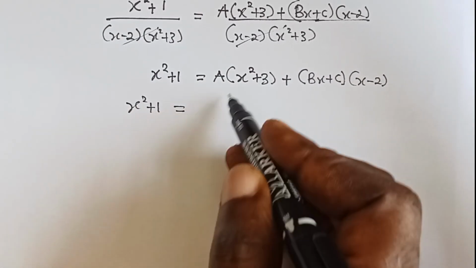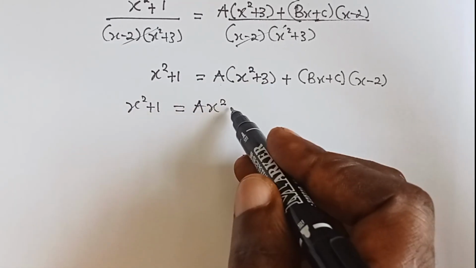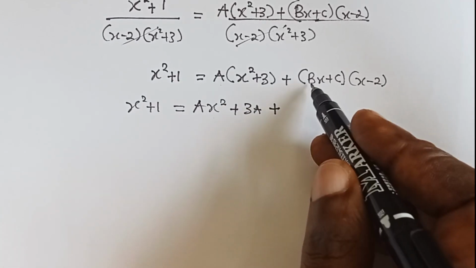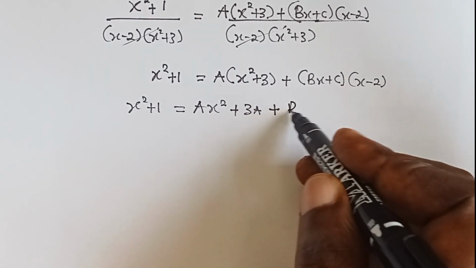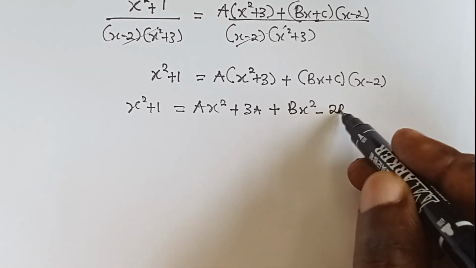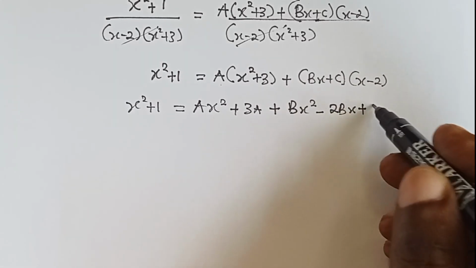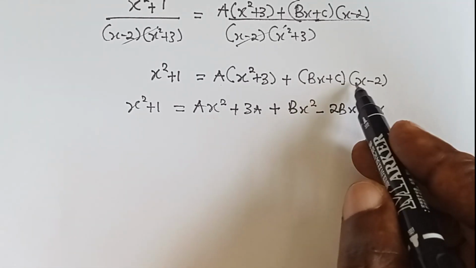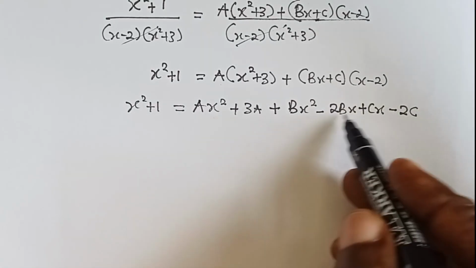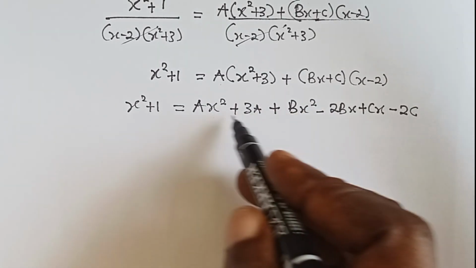x squared plus 1 equals to a times x squared will give you ax squared. a times 3 will give you 3a. Then we expand this. bx times x will give us bx squared. bx times minus 2 will give us minus 2bx. Plus c times x will give us plus cx. And lastly, plus c times minus 2 will give us minus 2c. Okay, now we can rearrange this by collecting like terms.